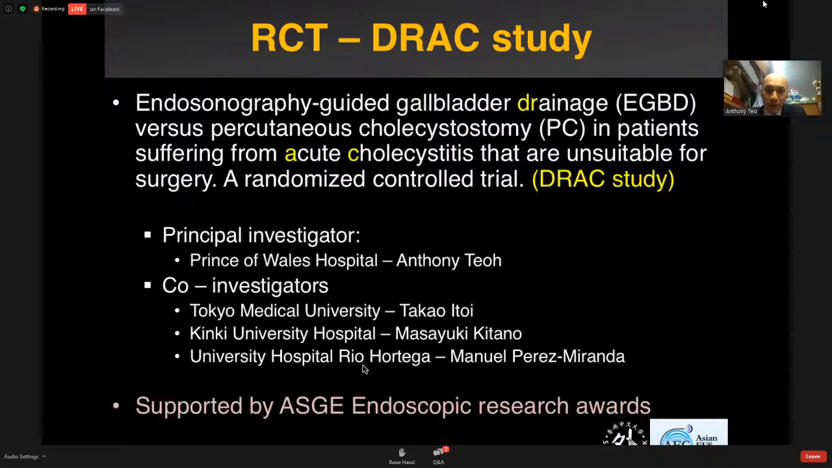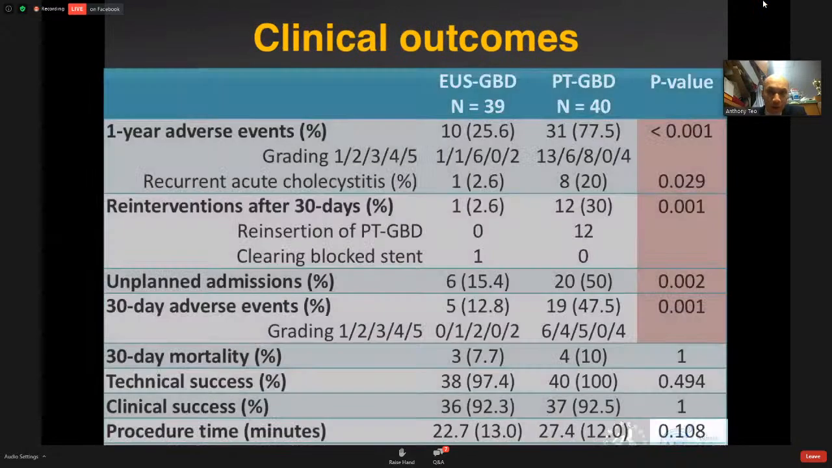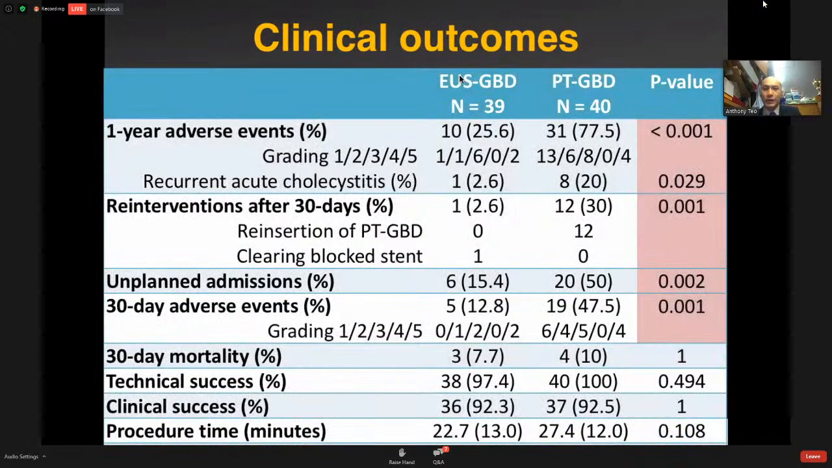We have also recently published the results from a randomized trial, the DRAG study, comparing EUS versus percutaneous cholecystostomy. In the EUS arm, we showed that the 1-year adverse event rate was significantly less, 25% versus 77%. Recurrent cholecystitis was also less, 2.6% versus 20%. Reintervention, again, was less in EUS-GBD. Unplanned admissions and also 30-day adverse events were all in favor of EUS gallbladder drainage.